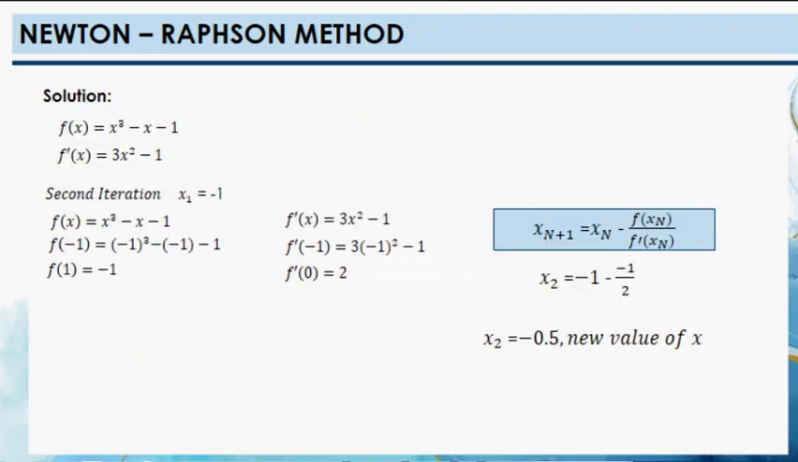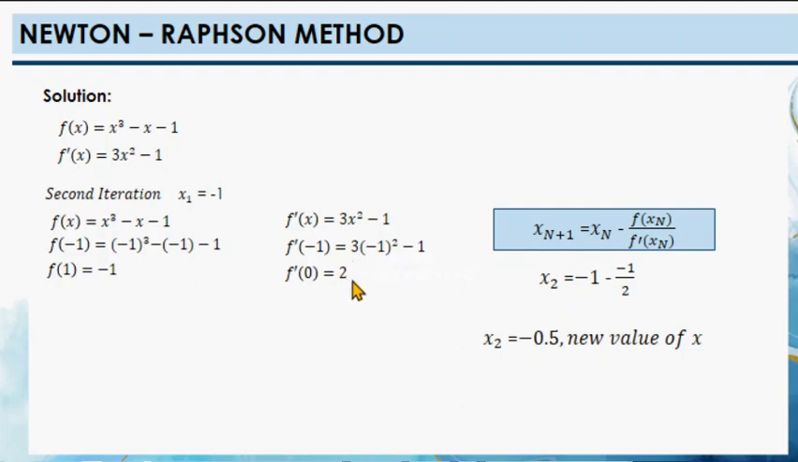Since we now have a new value of x, the one we just solved, we substitute it into our equations for f of x and f prime of x. So, substituting the new value of x, that is negative 1, we have f of negative 1 is equal to negative 1, and f prime of negative 1 is equal to 2.